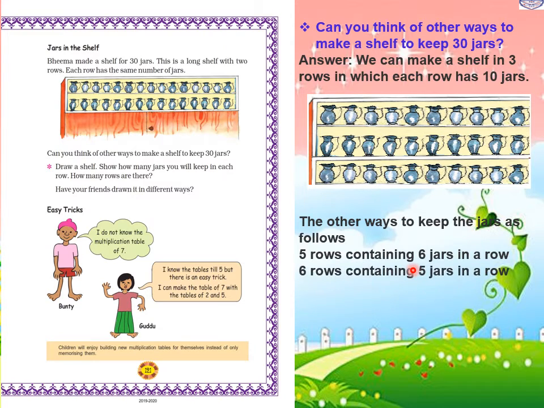Now the next way: we can make 6 rows containing 5 jars in a row. So we can make 6 rows like this, and we can keep 5 jars in each row. Then also we can get 30 jars. 6 fives are 30.